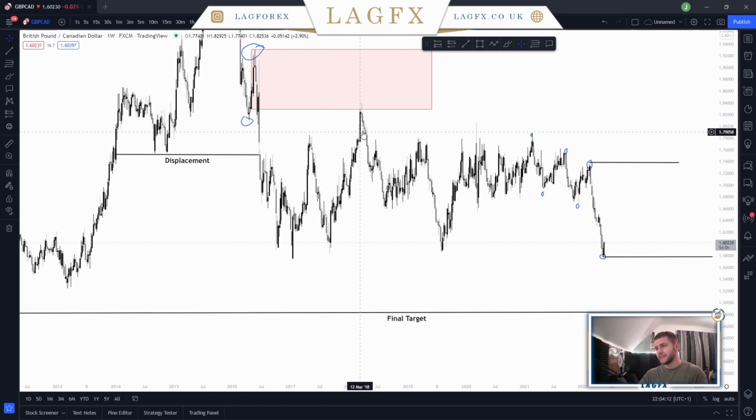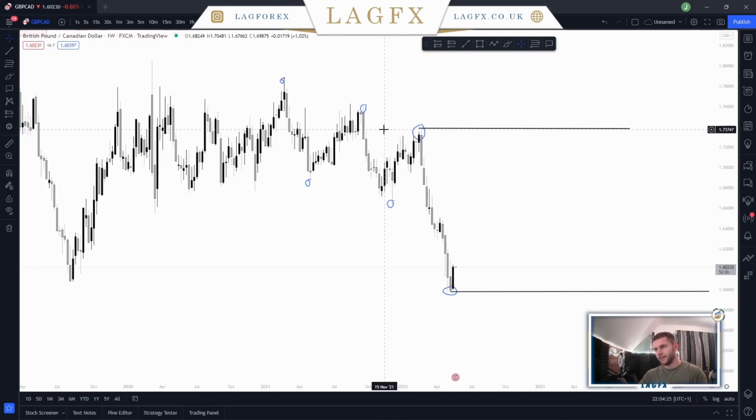And since then, anything that was remaining in this region has been mitigated by this high. Anything in this high that was left over has been mitigated by this high. And once again, anything that was left over unmitigated in this high has been mitigated by this.